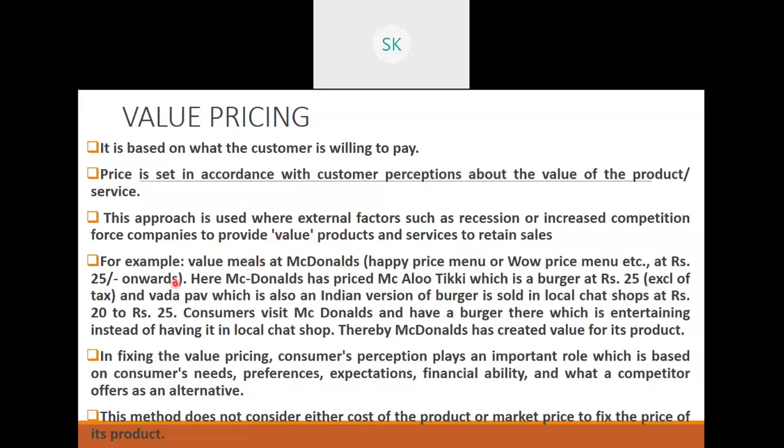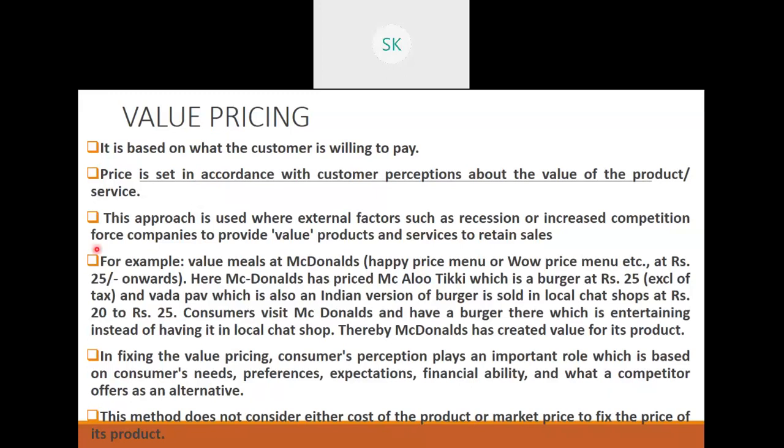Now there's an example given to us, value meals at McDonald's. There is something called the happy price menu, and in McDonald's there is one more menu set for kids where they get some hair clips, toys, and puzzles, where they can sit and spend a lot of time in McDonald's. Such a menu was given from the lower price only. Such value meals were given from 25 rupees onwards. So that is a value price. Whatever we are paying, that is very much value price. Okay, next.